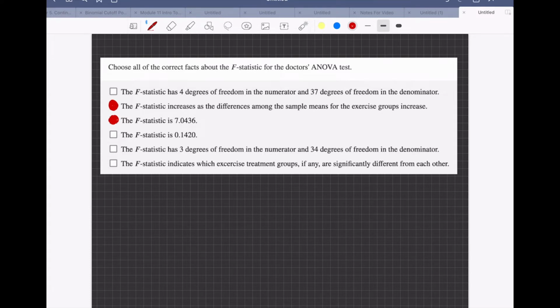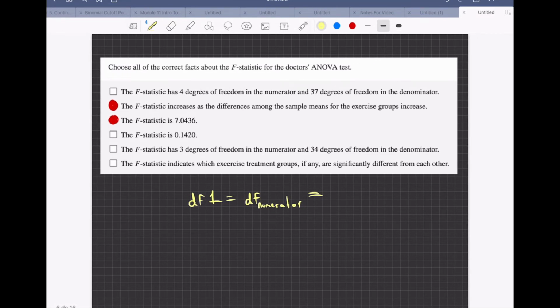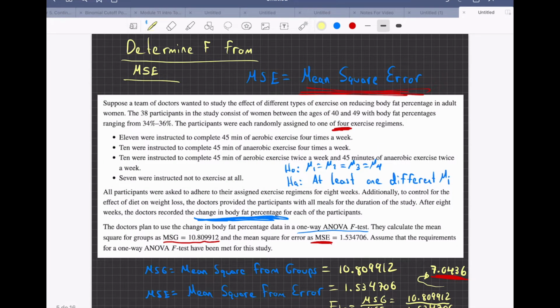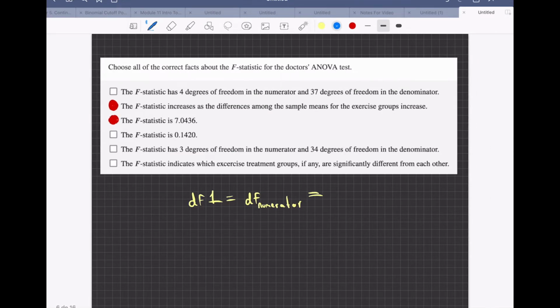And the degrees of freedom 1, they are also called degrees of freedom from the numerator. In this case, it's equal to what? How do we compute this? It is the number of categories minus 1. In this case, we have 4 types of exercises. So it's going to be 4 minus 1, that is 3.